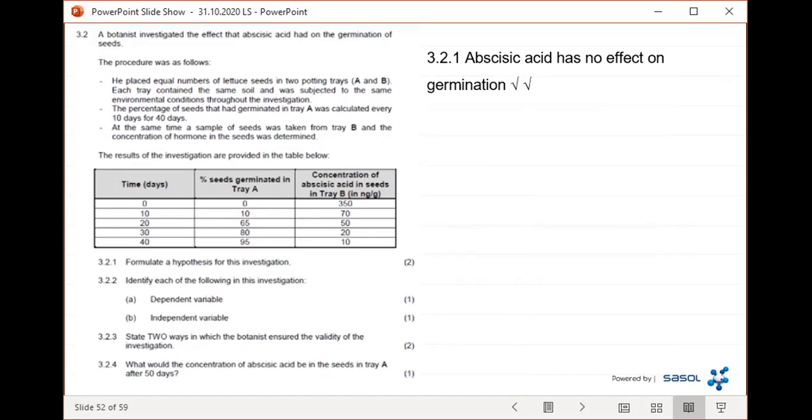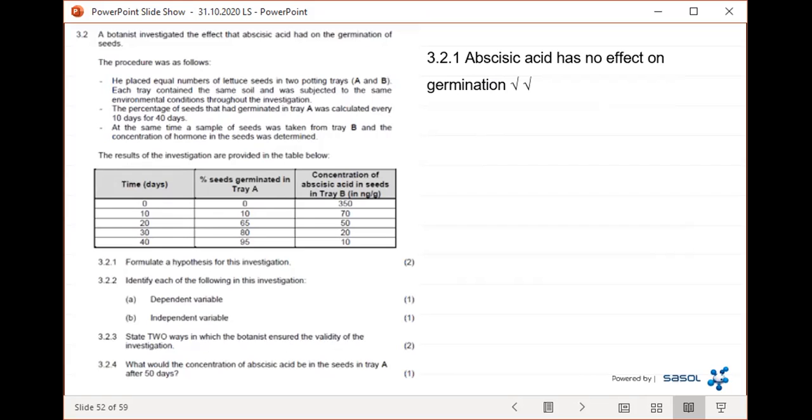But the important thing about writing a hypothesis is that you need to include both variables, right? So you need to include both your independent variable as well as your dependent variable. And here I have a hypothesis which says abscisic acid has no effect on germination. And if you said that abscisic acid would have a positive effect on germination, or a negative effect on germination, then it would also be correct, right? But the important thing here is to include both the independent as well as the dependent variable, right?